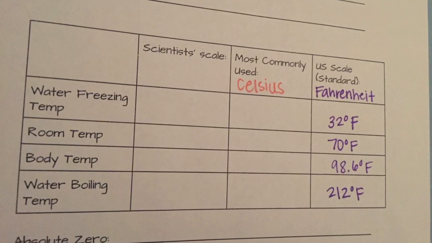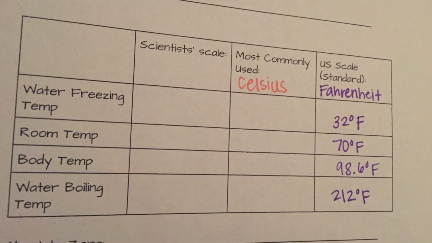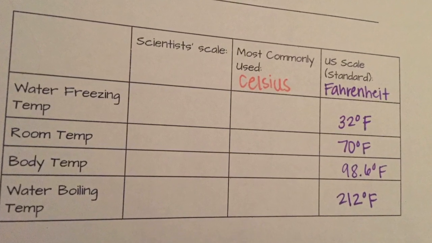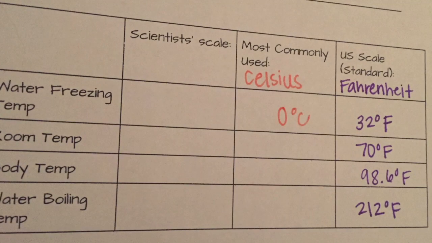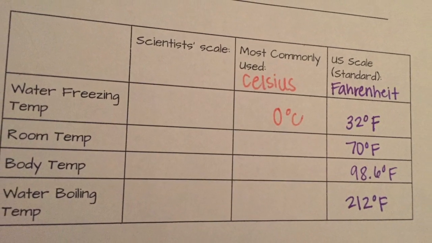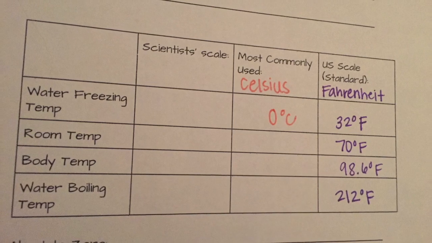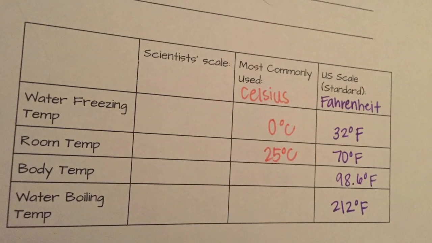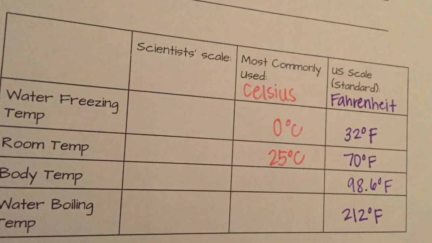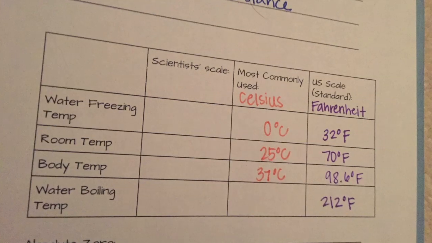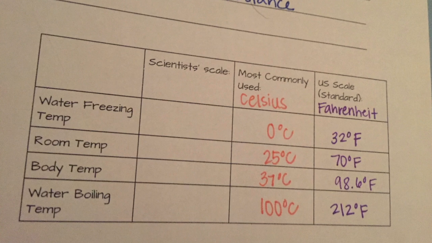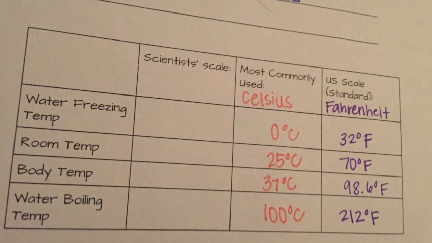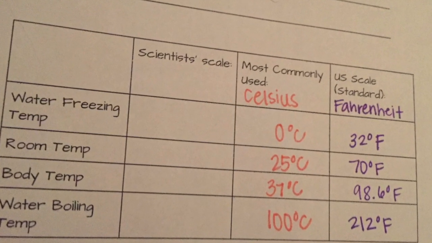Now, the most commonly used scale is going to be what they use over most of the world, and that's going to be our Celsius temperature scale. This is used in most other countries. The freezing point of water in degrees Celsius is 0 degrees Celsius. Room temperature, or a comfortable room temperature, is about 25 degrees Celsius. Body temperature should be about 37 degrees Celsius. And the boiling point of water is 100 degrees Celsius.